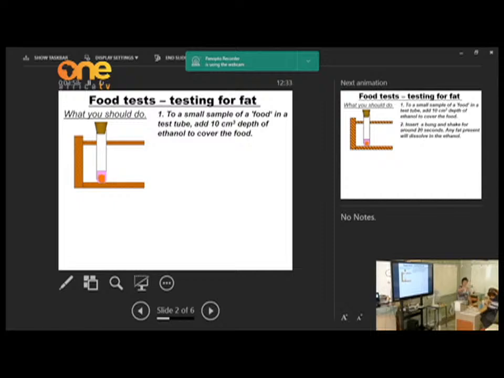And now we shake it because we want to dissolve the fat that is surrounding this part. Now we have a bit of a problem because I have a few solid parts there. What can I do to remove the solid parts out of this ethanol?